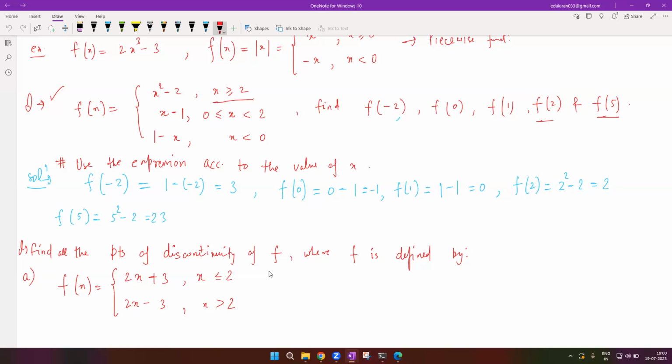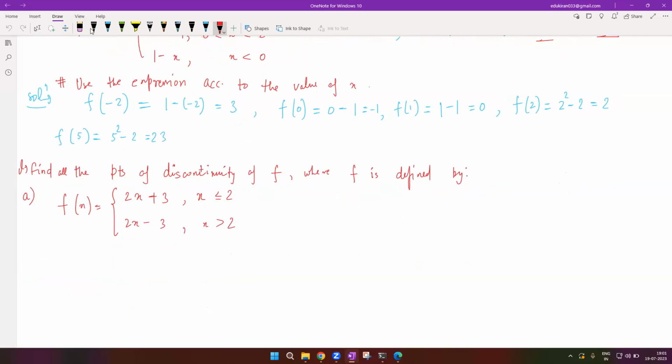So whenever a piecewise function is given, they won't tell you at which point you need to find the discontinuity. You can simply understand yourself that the breaking point can be the only point of discontinuity. Other than that, we don't have any point of discontinuity. Right? So in this case, we only have 1 point to check, which is x equals 2. We will check the continuity of this function at x equals 2.